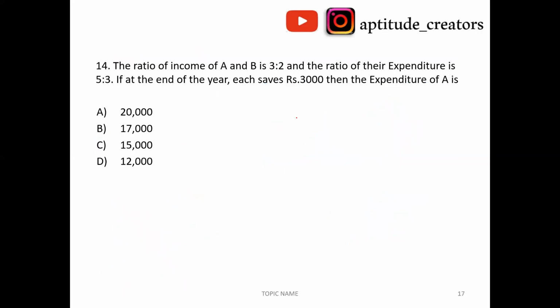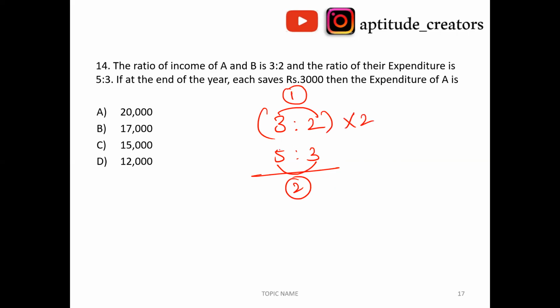Moving forward to next. The ratio of income is 3 is to 2 and expenditure is 5 is to 3. Now each saves 3000 rupees. Now here the differences are not the same. Now what do I have to do? I have to take the above difference and the below difference. Multiply above with below: into 2 and here into 1. It gives the result as 6 is to 4 and 5 is to 3. Yes, here I am getting the difference the same.